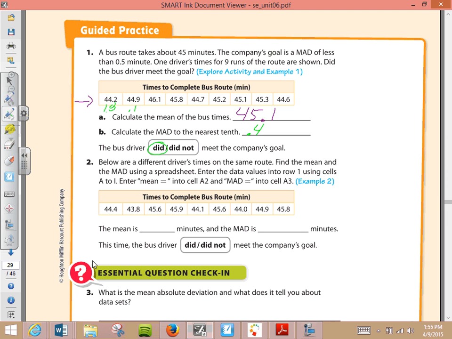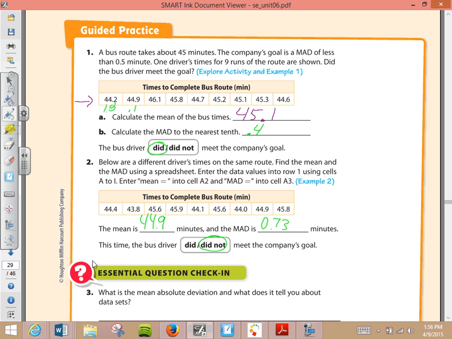All right, the next one. Below are the different drivers' times on the same route. Find the mean and the MAD using the spreadsheet. You did not because you don't have a spreadsheet, but you can do it here. What was the mean? It was a little bit under the other one, right? What about the MAD? 0.70. Well, so did he meet it? No, he went above 0.5, right?